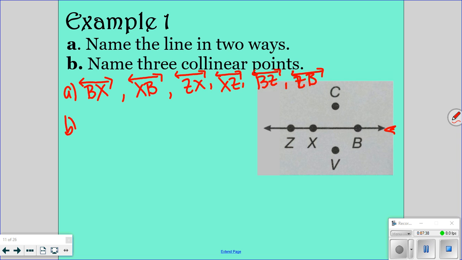For part B, we want to name 3 collinear points. So we need 3 points that are on the same line. Points B, X, and Z are all collinear, so they are all on the same line. And so that's the only option. You can rearrange the order of them, but B, X, and Z are the only 3 collinear points in this figure.